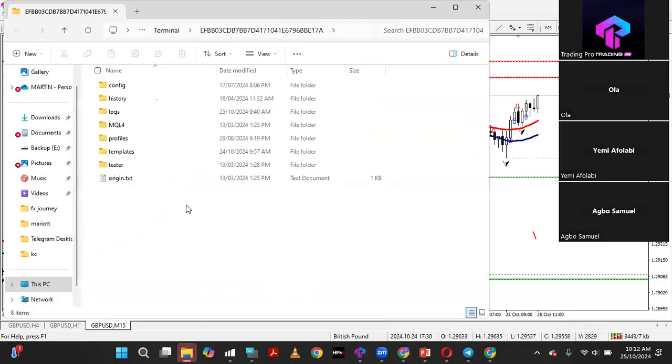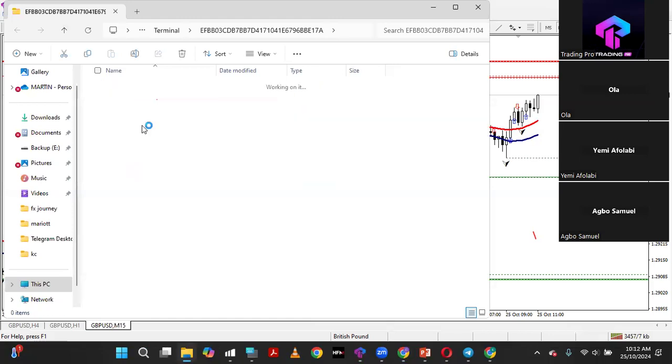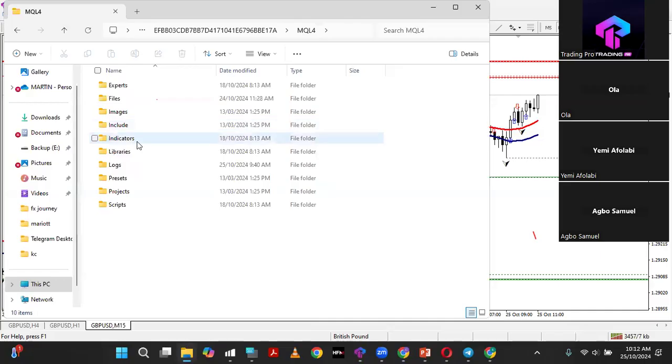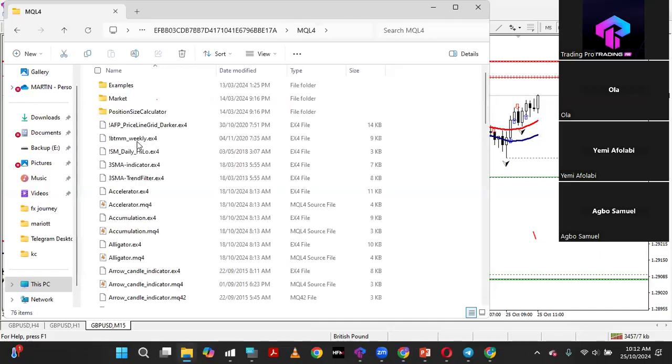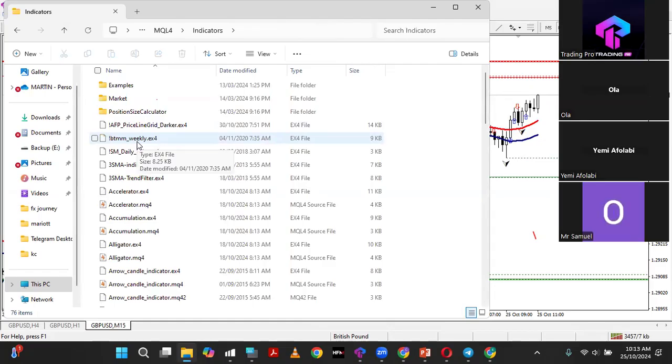So when you click on that file and open data folder, this is what is going to come up. Then you click on MQL4, you open it. Then you go to indicators. When you go to indicators, you go to the place where you downloaded the indicator, the one I sent to you. Then you copy it. Just copy. Come in here, paste.